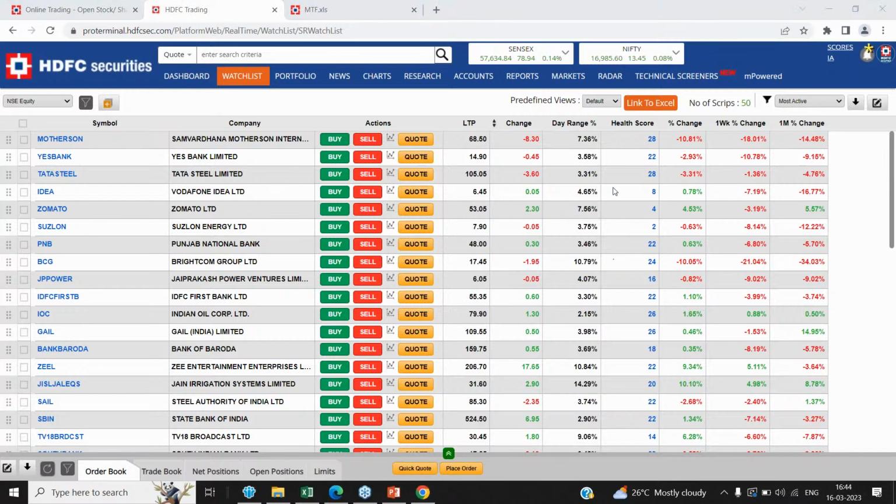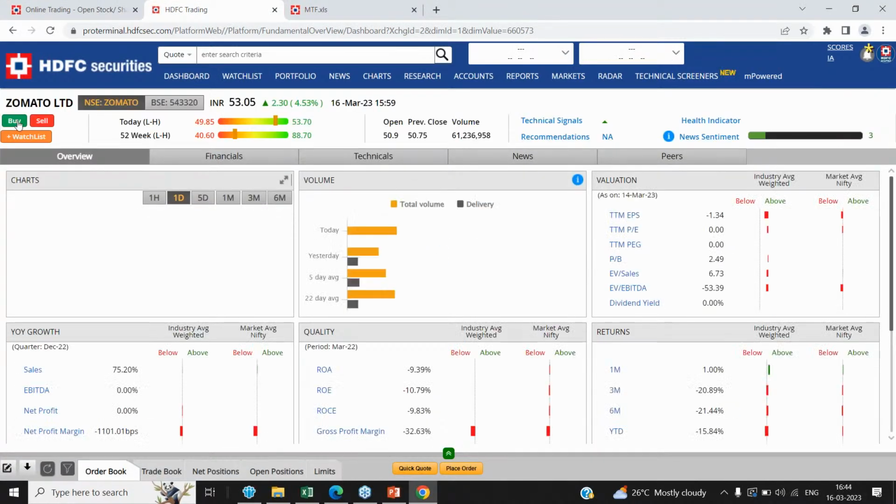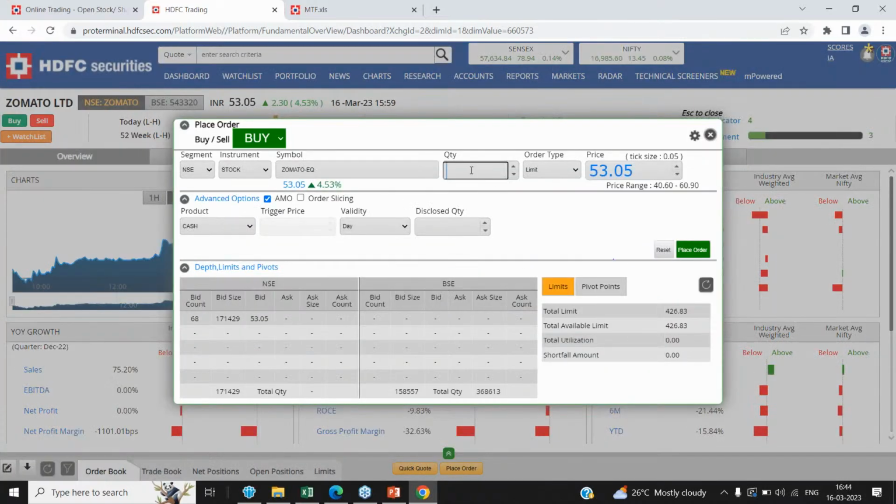This is our watch list, the customized watch list which customers can make as per their choice. I want to simply buy a stock called Zomato. I'll simply click here on Zomato. I'll click on buy. A buy panel window will appear.